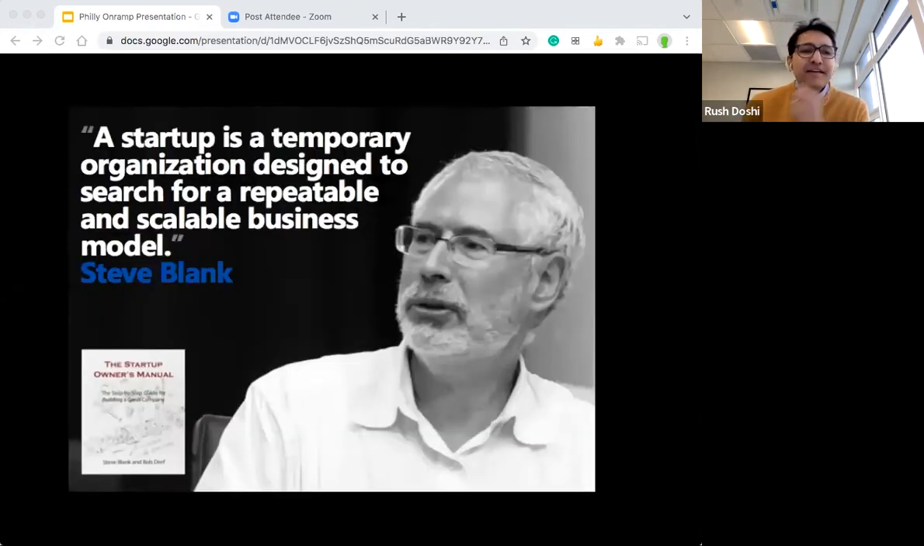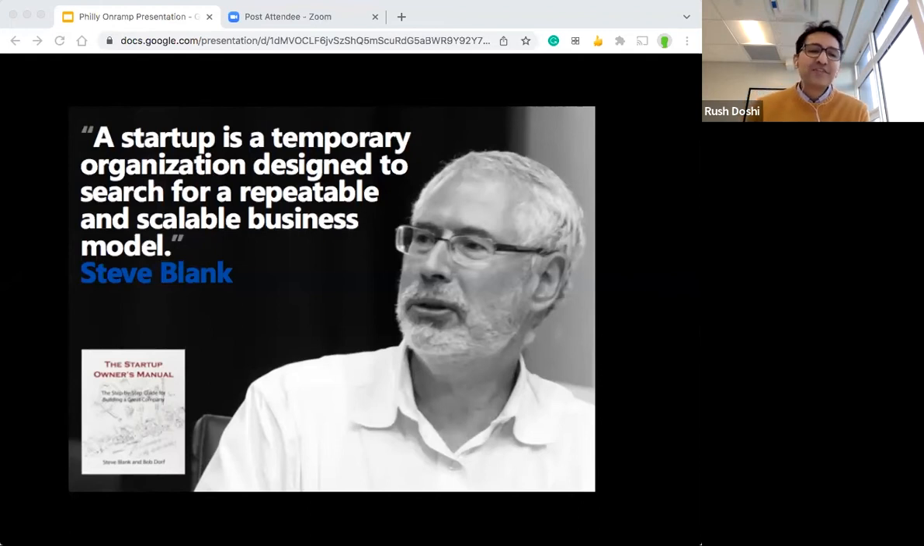So Steve Blank, in case some of you may know him, is somewhat considered the godfather of the lean startup movement in some ways. He's a professor at Berkeley. He teaches and has written many books on entrepreneurship and innovation. And the way he describes a startup is that it's basically a temporary organization designed to find a repeatable and scalable business model, right?